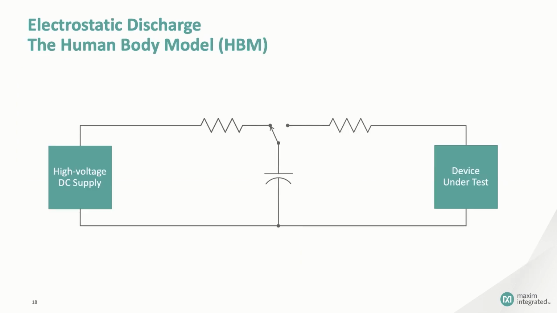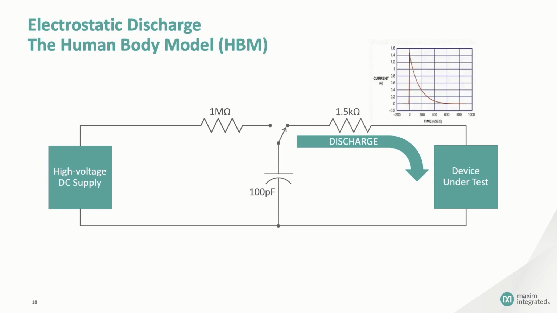Now, as you might surmise, the human body model attempts to describe what happens when a human body makes contact with the device pin. The human body, in this case, is modeled with a 100 picofarad capacitor that's charged to the test voltage. When the switch is thrown, the capacitor is discharged through a 1500 ohm resistor to the device pin. The JEDEC standard on which the HBM is based specifies one discharge with positive polarity and one discharge with negative polarity at a voltage no less than 2000 volts.